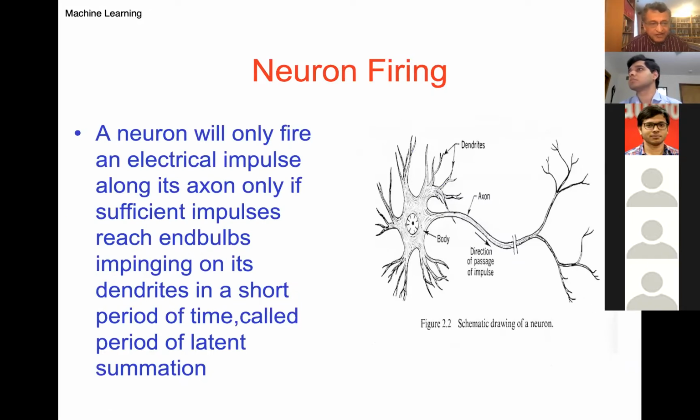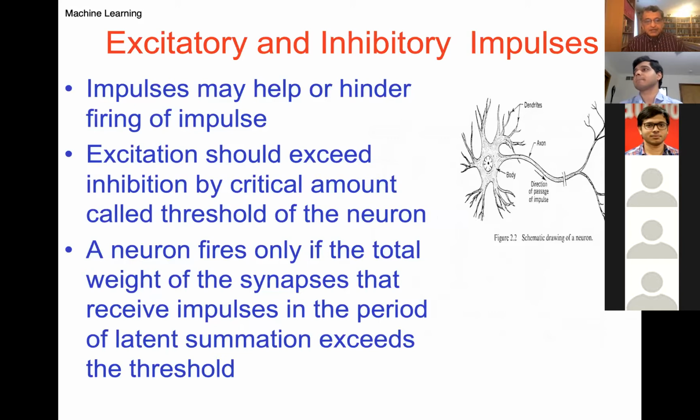A neuron will only fire an electrical impulse along its axon if sufficient impulses reach end bulbs impinging on its dendrites in a short period of time, called the period of latent summation. They could be coming at different points in time, and if they arrive within a short period of time, it should all add up. Impulses may help or hinder the firing of impulses. Excitation should exceed inhibition by a critical amount called the threshold of the neuron. A neuron fires only if the total weight of the synapses that receive impulses in the period of latent summation exceeds the threshold, which you already said.